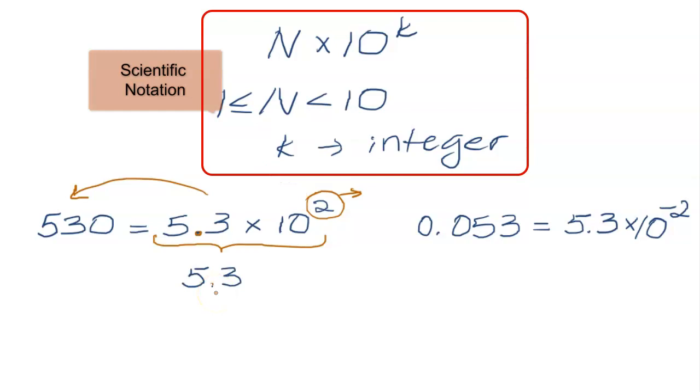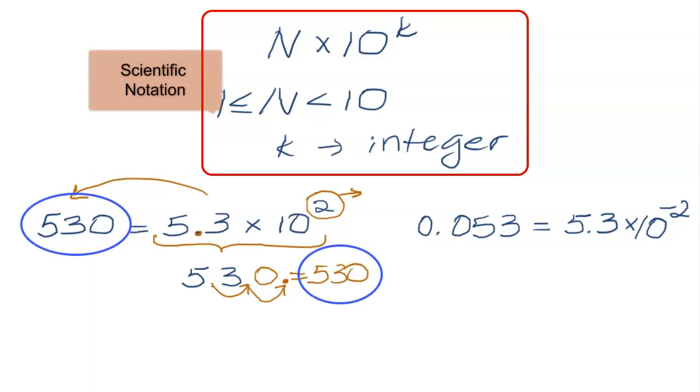We are moving this decimal 2 times to the right. Because there's empty space, we add the 0. The decimal is right here. So 5.3 times 10 to the second power becomes 530. Back to the standard notation.